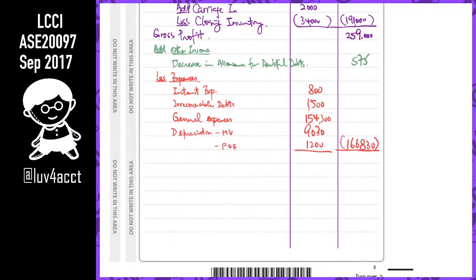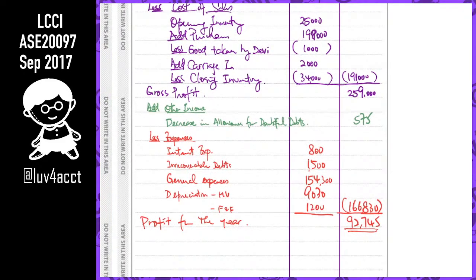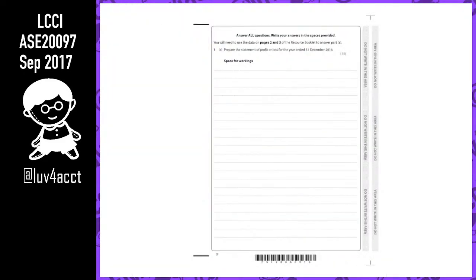$166,830 total expenses. Net profit 92,745. So this is profit for the year. So finish with this question 1. Okay, so this is correct.